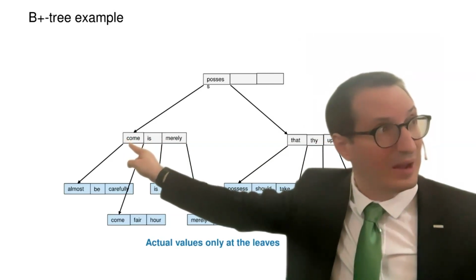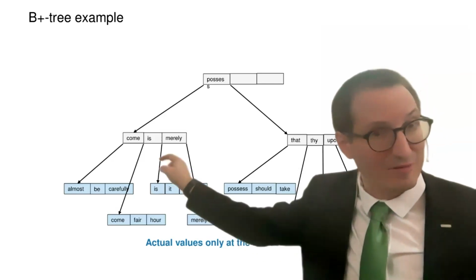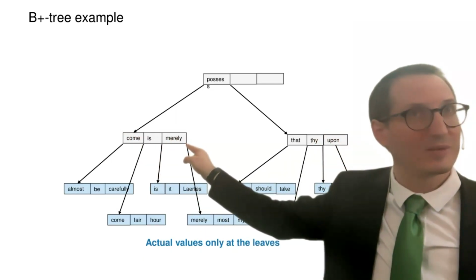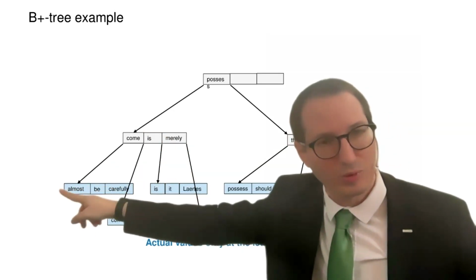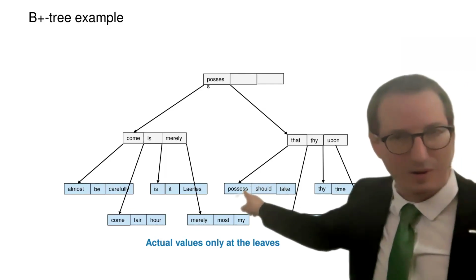So I have only 3 values in there. Do you see that? So that means that if I have between 3 and 5 children, then I have between 2 and 4 values in here. Everybody agrees? Right? So this is good to know because that means that these between 2 and 4 also applies to the leaves. I have between 2 and 4 values on every leaf.